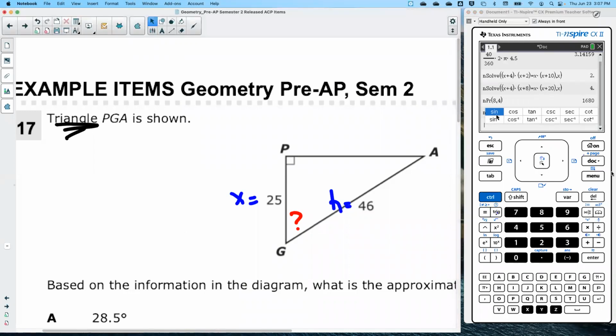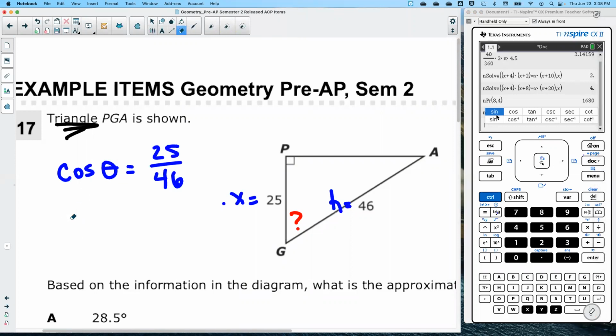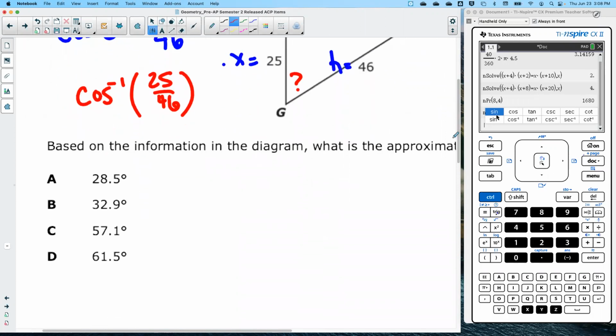Cos. So we'll write it out. Cosine of our unknown angle, so I'll just do the theta symbol, is equal to X divided by H, 25 divided by 46. So how do we get the angle? What's the opposite of a cosine? Inverse. Just type in cosine inverse, and the calculator will give you parentheses, 25 divided by 46. Type that in and see what you get. 57.1.